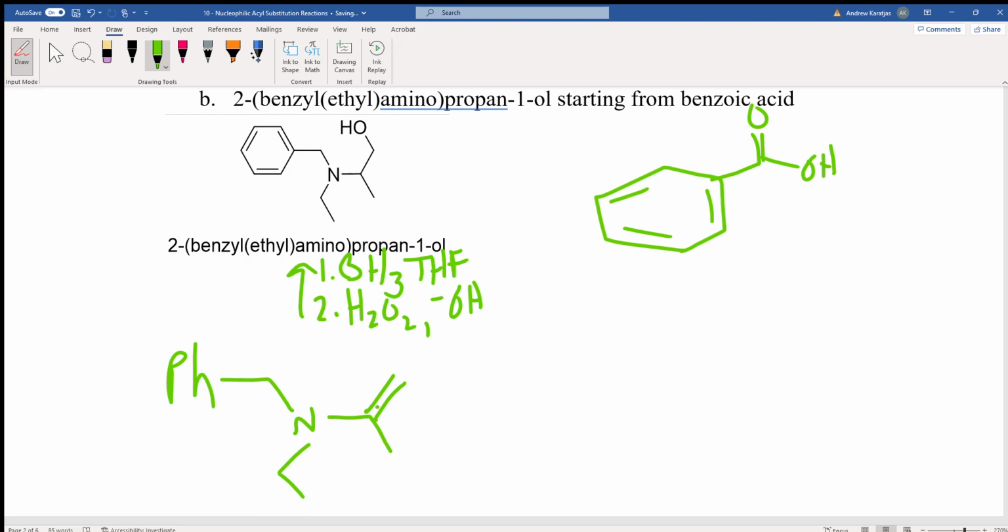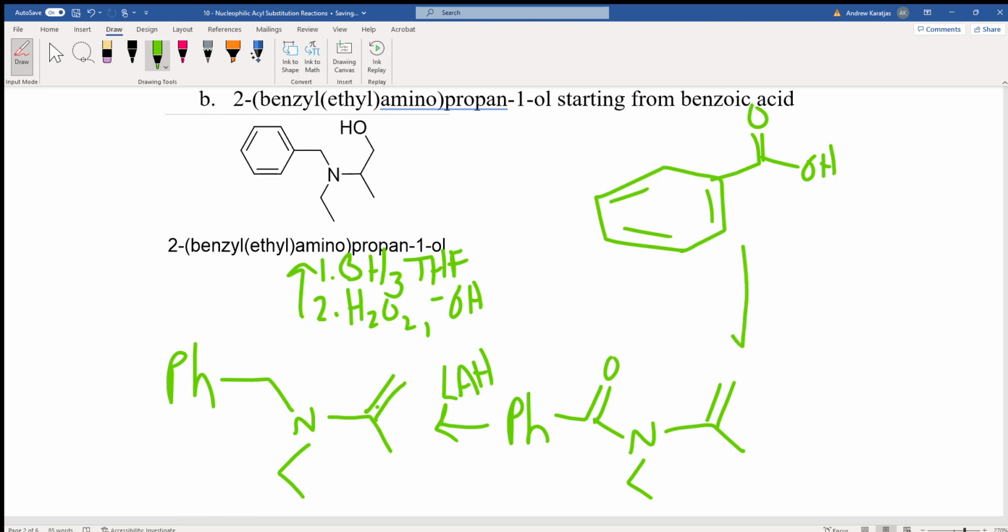We could then make this amine from the corresponding amide, reduced by LAH. And then finally, we could make this using the appropriate amine and DCC from the carboxylic acid.